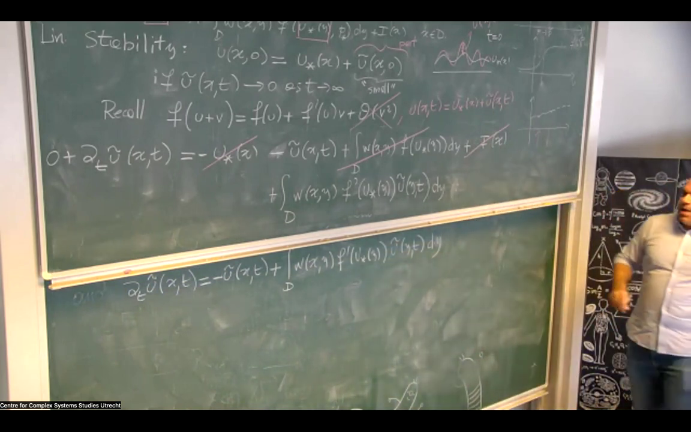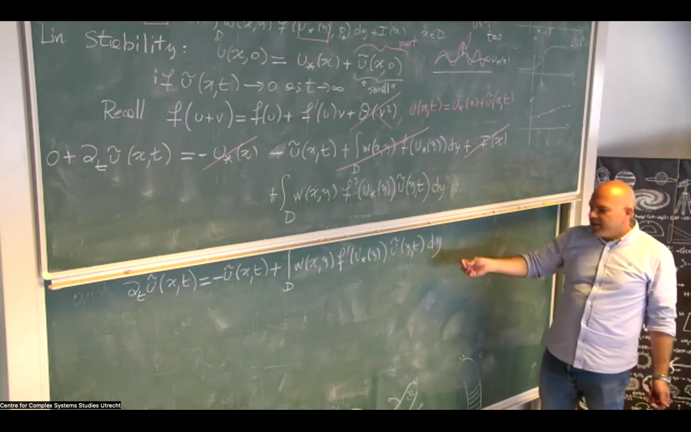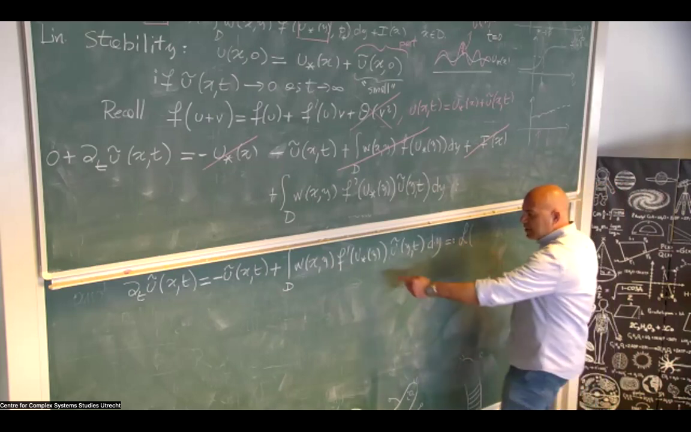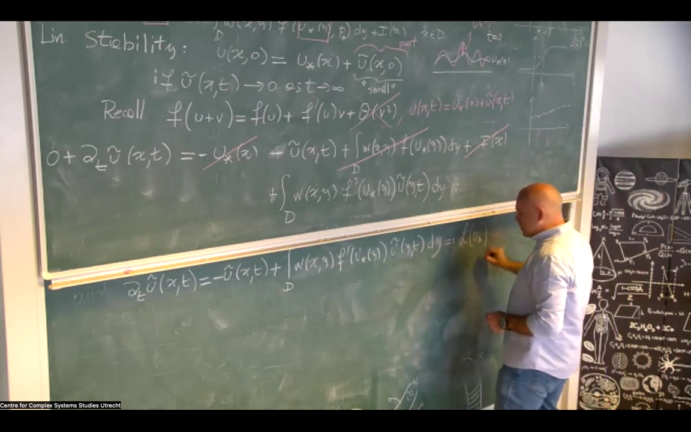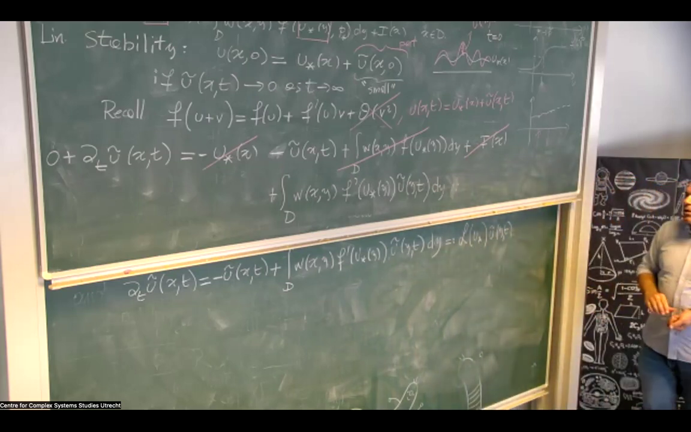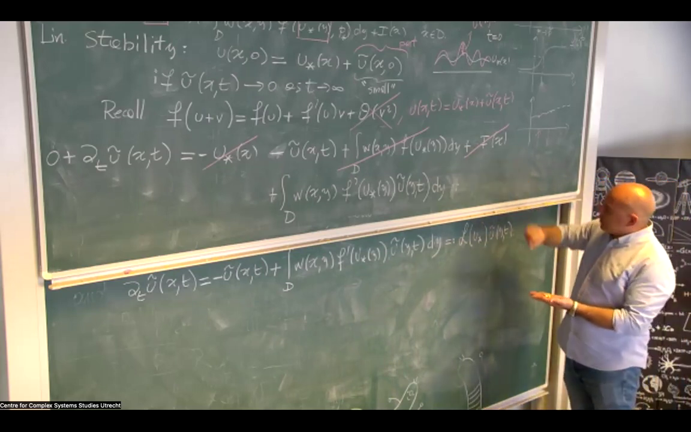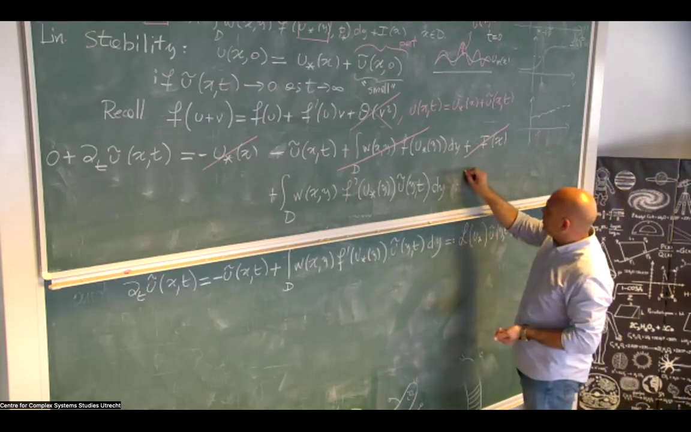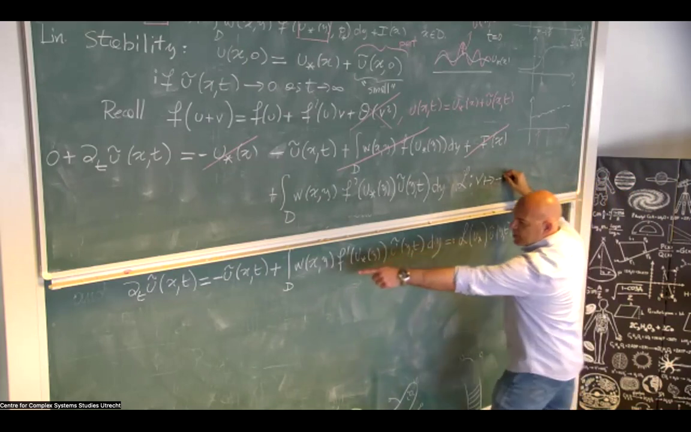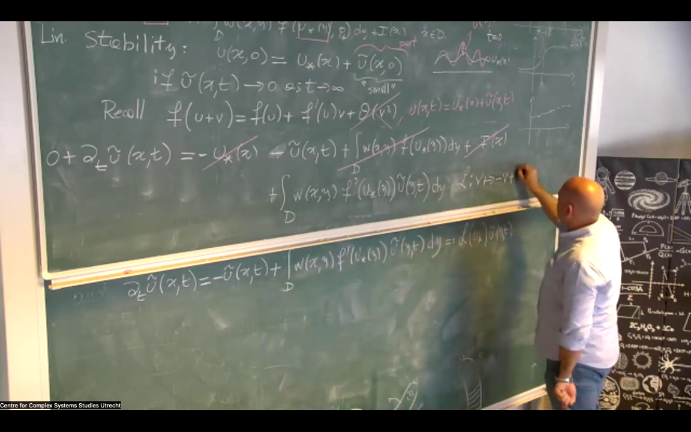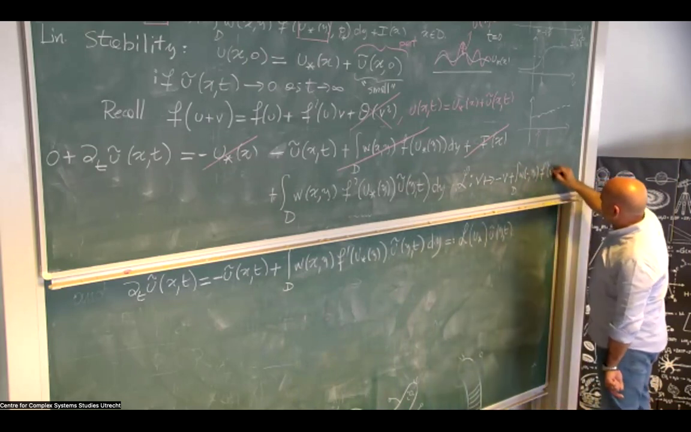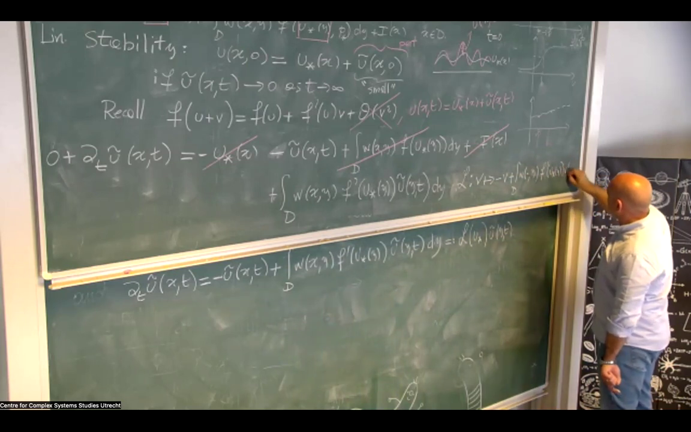And this may look horrible, but actually it isn't. Because you can think of that as being a linear operator that depends on u star and acts on u tilde. I will in a moment write down what L is. The linear operator is an object that takes a function v and returns minus v plus the integral of w(x,y) f prime at u star of y times v of y dy.